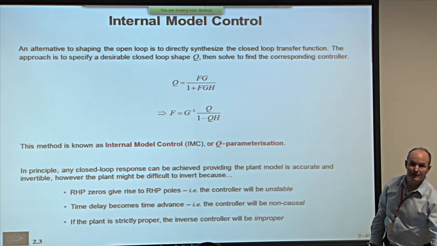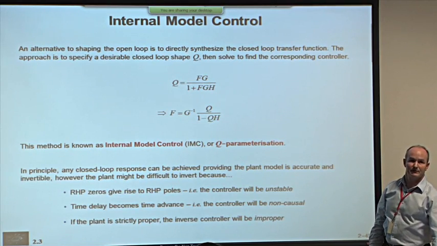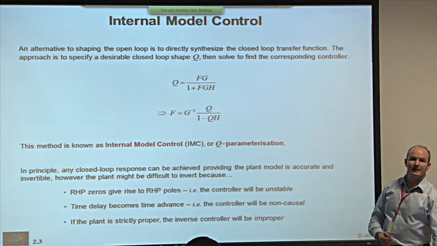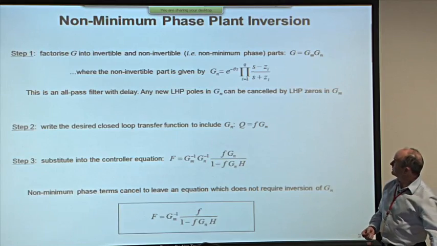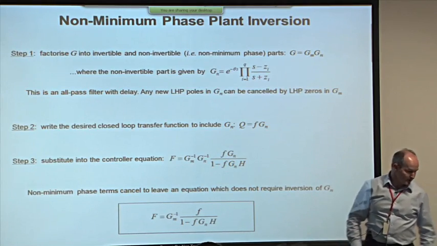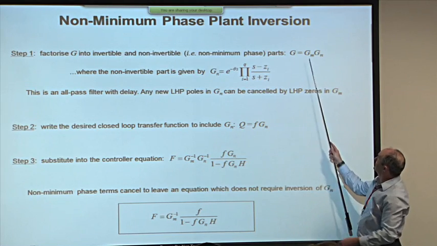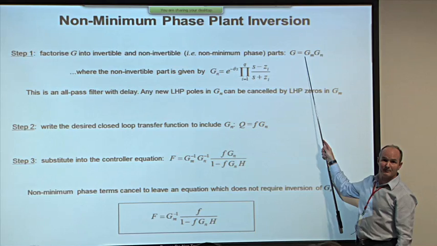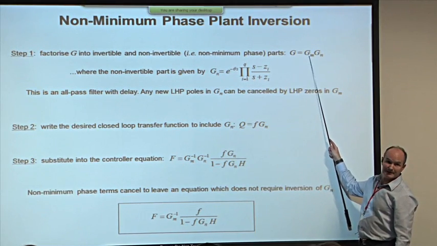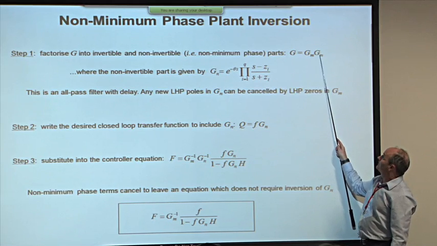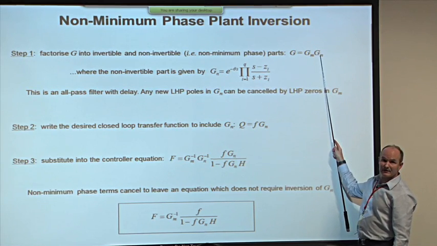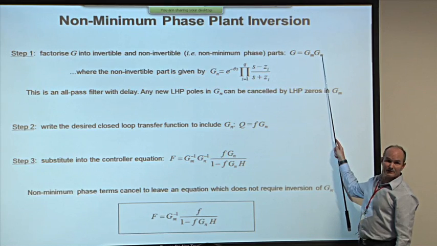Remember, in Chapter 1, I said that any real rational transfer function, whether it was minimum phase or not, could be written as a product of two transfer functions, one of which was minimum phase, and the other of which was non-minimum phase. So the minimum phase thing is nicely well behaved. It doesn't have any right half-plane zeros, doesn't have any right half-plane poles, no time delay. We can invert that bit. That's nice. The non-minimum phase part, that's the bit that has all the undesirable, uninvertible characteristics. That's the bit we can't invert.